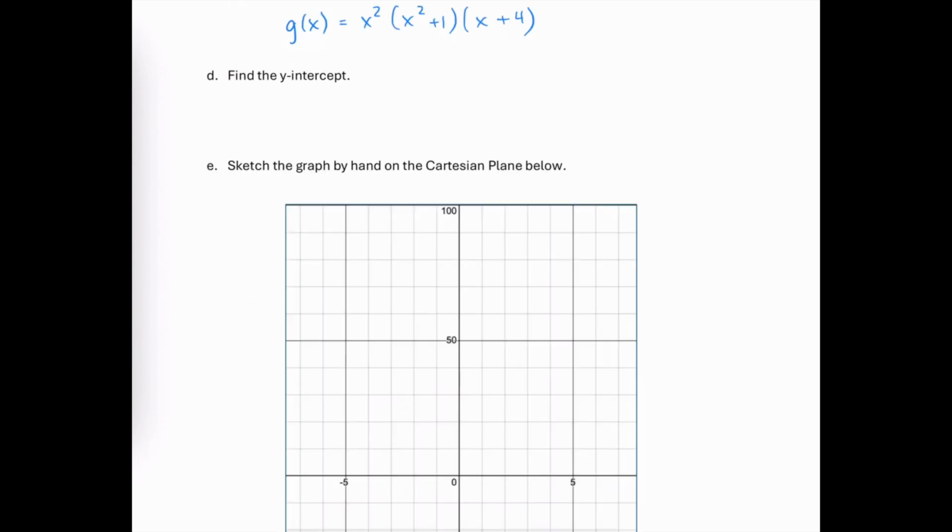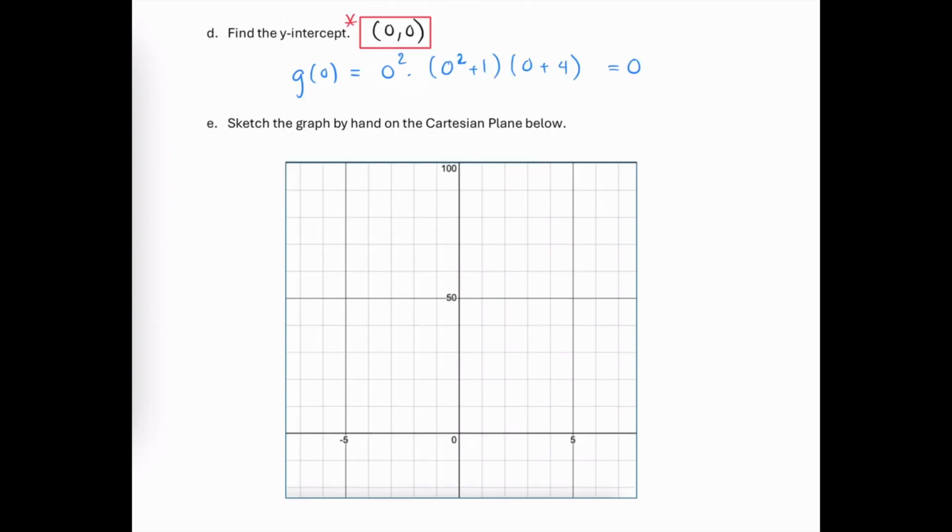In order to determine the y-intercept, we're going to plug in 0 for x and solve for y. Plugging in 0 for x zeroes out that first factor, and 0 multiplied by anything is going to have an output that's 0. So our y-intercept is the ordered pair (0, 0). And now we're ready to make a rough sketch of our graph.